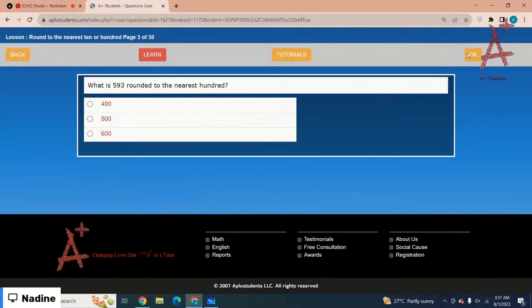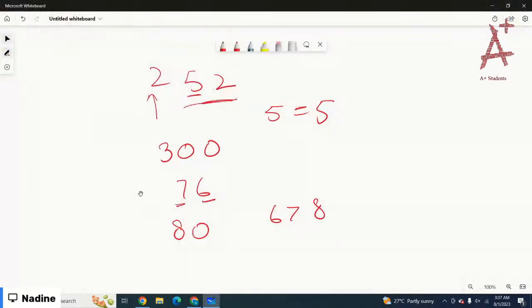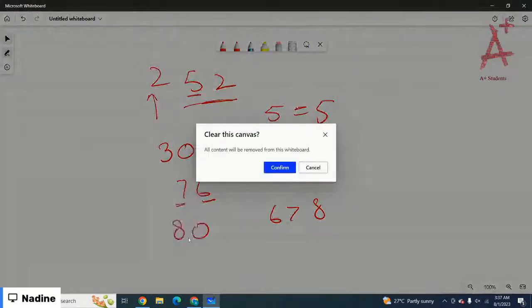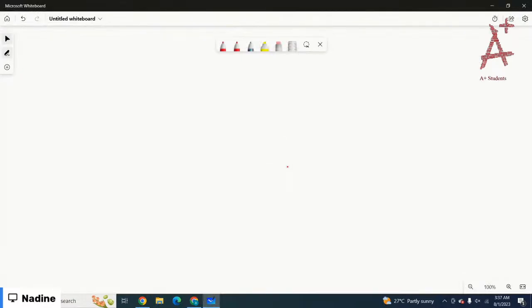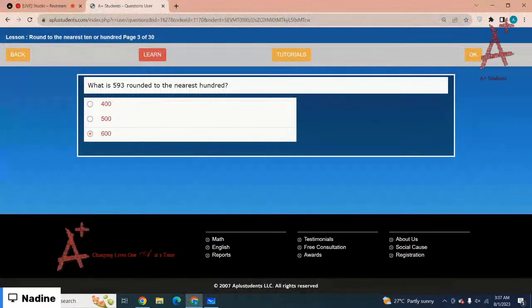What is 593 rounded to the nearest 100? Okay, here you have 593. So 5 is at the hundreds position, right? Next to 5 you have 9, and 9 is greater than 5, right? That means you have to round up to the next 100. Here you have 6, and you have to replace the other two digits with 0, so it would end up as 600. So the correct option is 600.